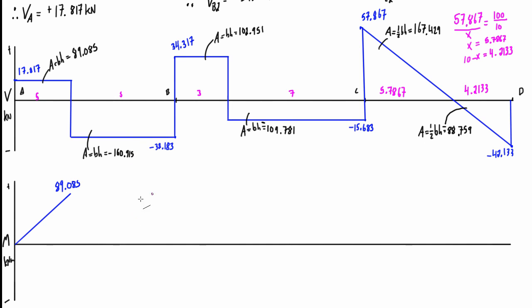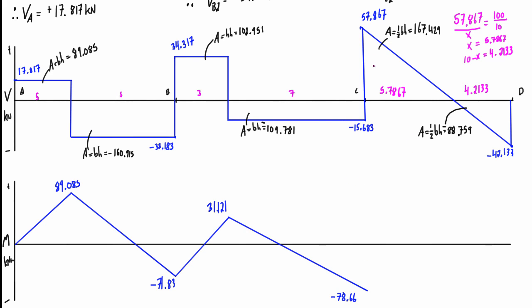and that brings us down to negative 71.83. Alright, so now we take the next area, it's a positive area, so our change in magnitude is going to be positive. The change in magnitude is 102.951, so we add that to negative 71.83, and we get 31.121. And then for the next section, we have 31.121 minus 109.781, and that's going to bring us down to negative 78.66.